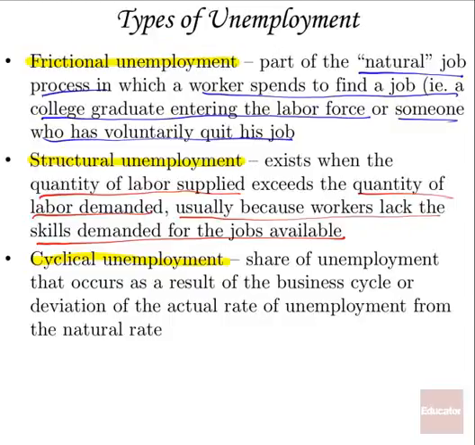Now, the worst type of unemployment that economists generally consider as being very bad is cyclical unemployment. So this is a share of unemployment that occurs as a result of the business cycle or deviation of the actual rate of unemployment from the natural rate. So the natural rates would be the frictional and structural. So cyclical unemployment would be during economic downturns.